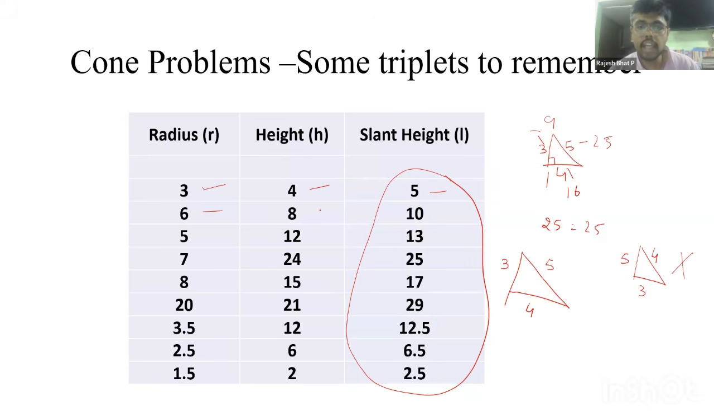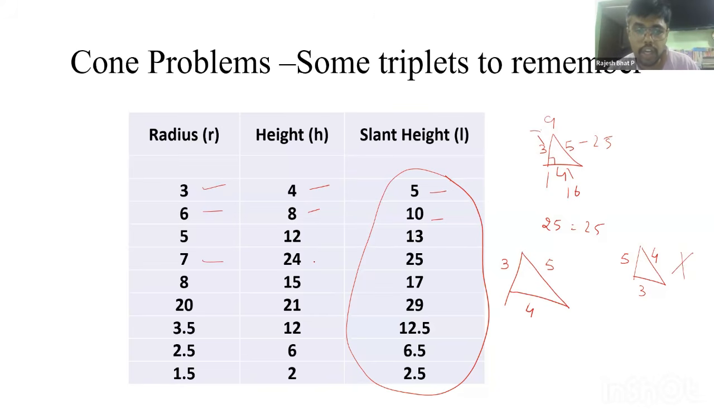Same way 6, 8, 10. Check it yourself: 6 square is 36, 8 square is 64. 64 plus 36 is 100. 10 square is 100. Then 5, 12, 13. See, 5 square is 25, 12 square is 144, and 13 square is 169. Just add 144 plus 25, this is 169. Equal to 169.